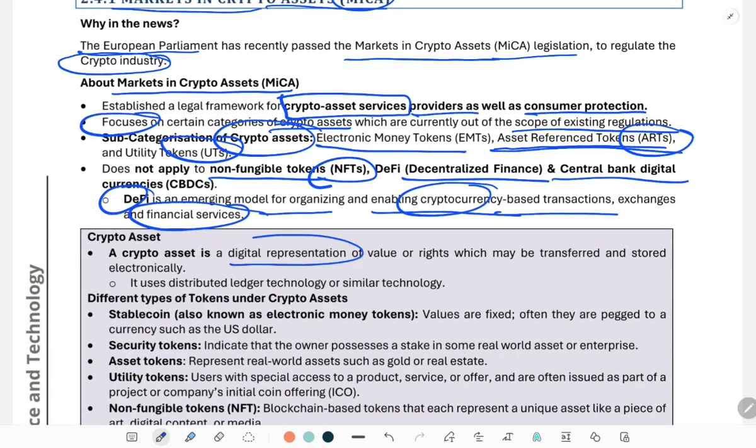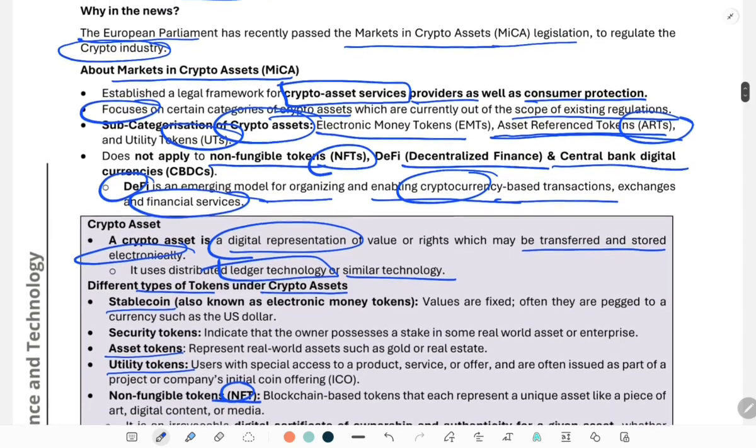We'll see about crypto asset. It is a digital representation of a value or a right which may be transferred and stored electronically. It uses distributed ledger technology or similar technology. Crypto assets have different types of tokens: stablecoins, security tokens, asset tokens, utility tokens, and non-fungible tokens NFT.